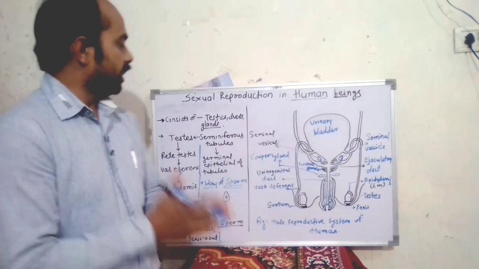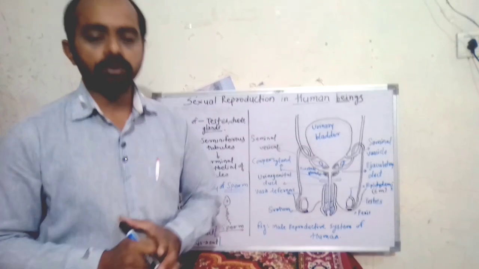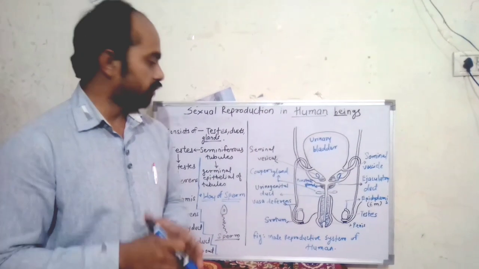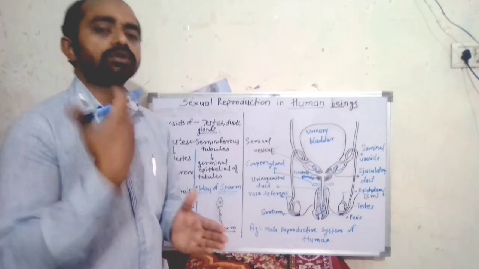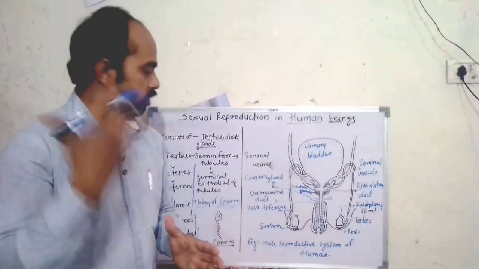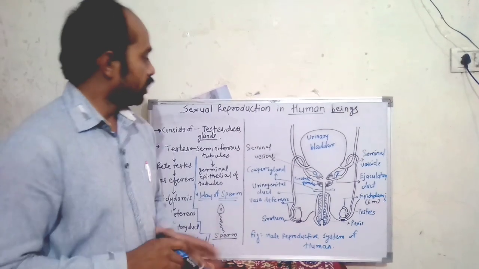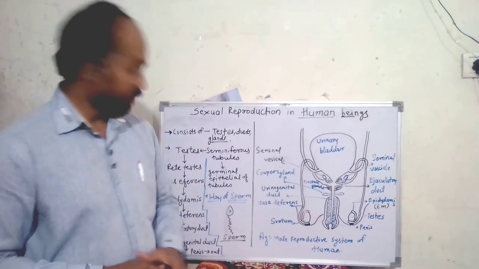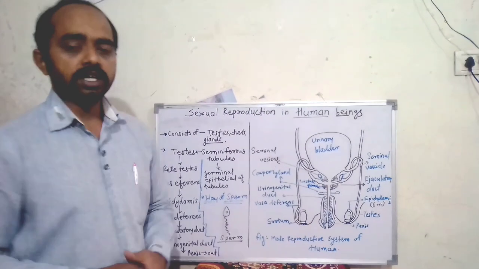So in this way the male reproductive system works, and during mating with the female, these sperms enter the vagina of the female for the further process. In this way, we have seen the male reproductive system today. This is a simple structure of the sperm.